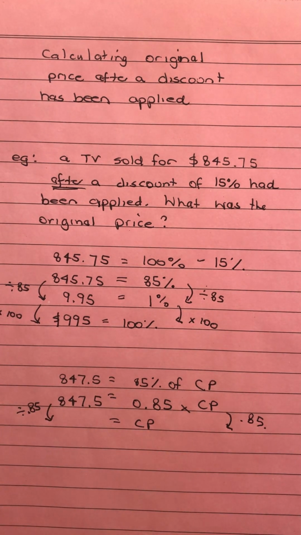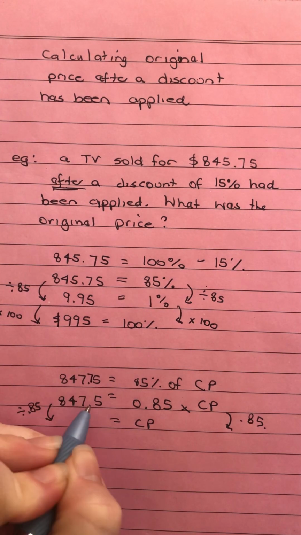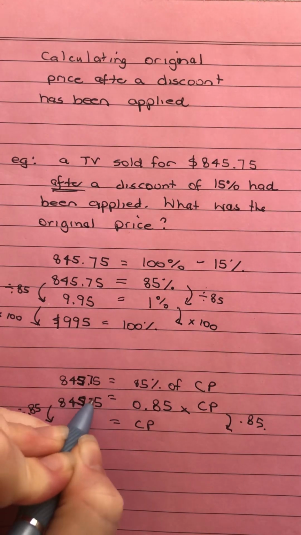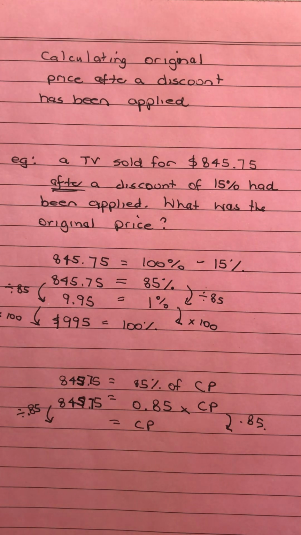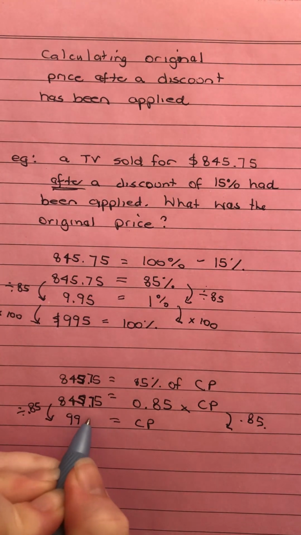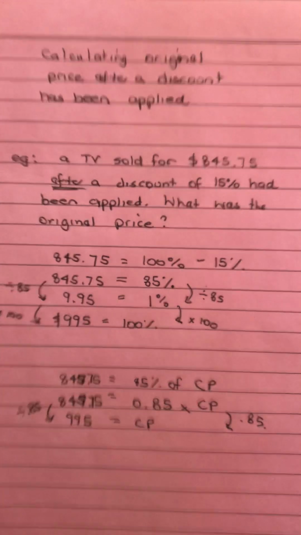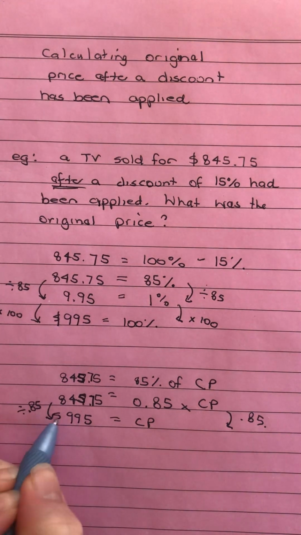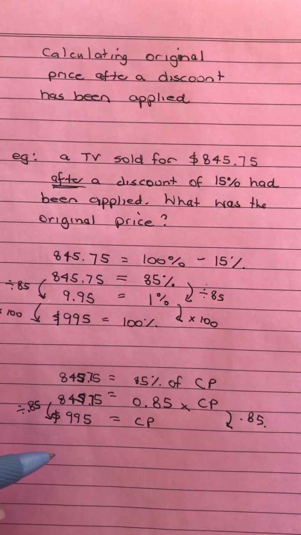So dividing by 0.85 gives you that same result. Oh, and I've lost my 75 there. Can't change my number. So 845.75, and we're dividing by 0.85, and we will get that same 995 as our answer there. So I thought that might be a helpful one to see the two different ways that you can approach that and how to get to your final answer.